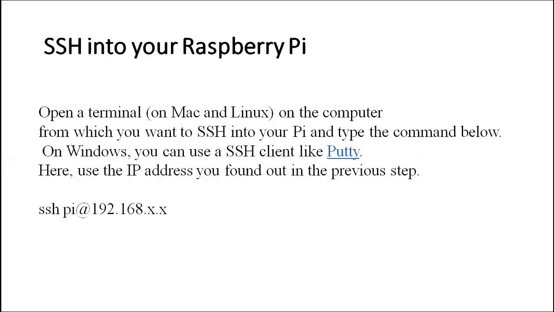In the next slide, how to SSH into a Raspberry Pi. What we should do is open a terminal. If you are already in Linux OS, open a terminal. If you are not in Linux, if you are using Windows, you should install PuTTY, an SSH client. You have to install that. You already know the IP address which you found in the previous step. Now you give ssh pi@IP address.